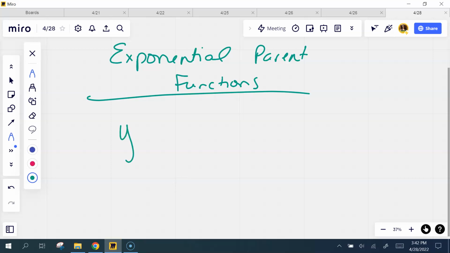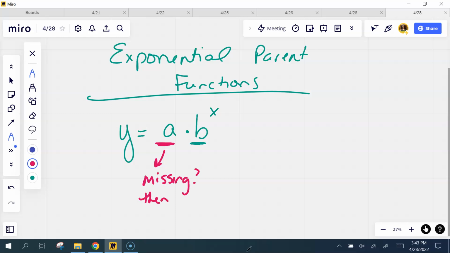So the parent looks like this. Okay, we have some base. There's this A in front, and remember if that's not there, so let's say if this is missing, then A is 1, okay? And the B, this is just the base that, of course, has the exponent put to it.